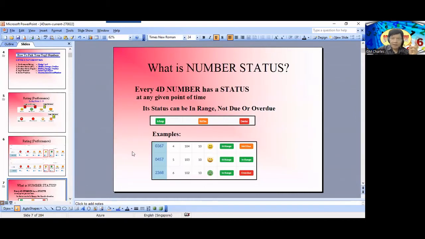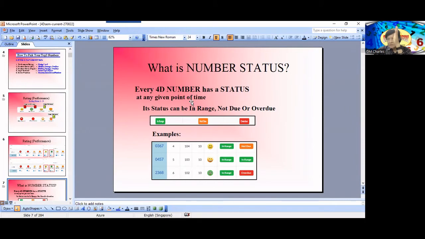Now, let me explain a bit more about what number status is, in case until now you don't know what I mean by number status. Because there are some people who still don't understand, although in every webinar I keep talking about these numbers. Unless you didn't pay attention, because if you pay attention, first thought you should understand already. But okay, never mind. Every number has a status at any given point of time.